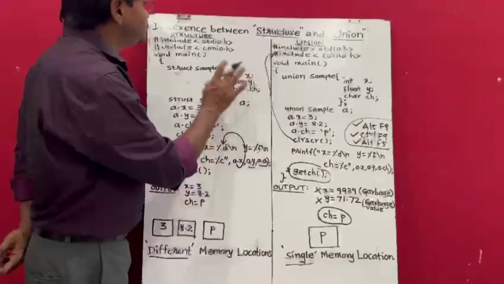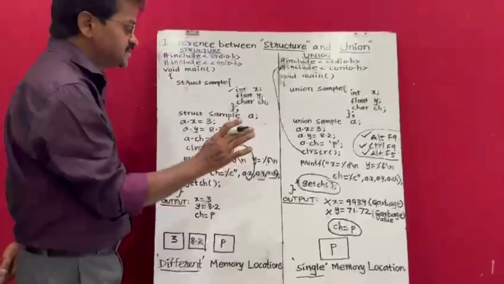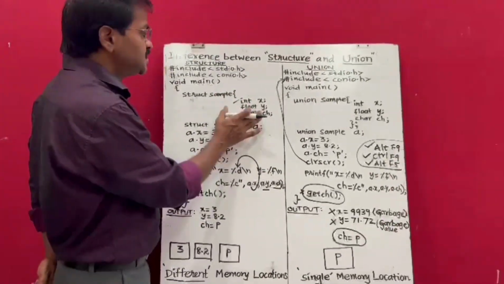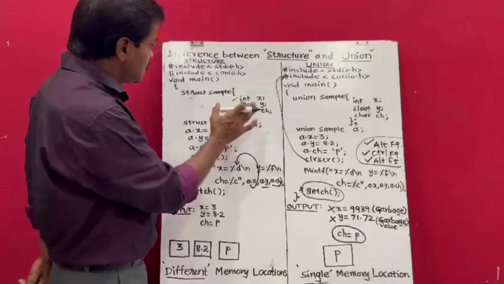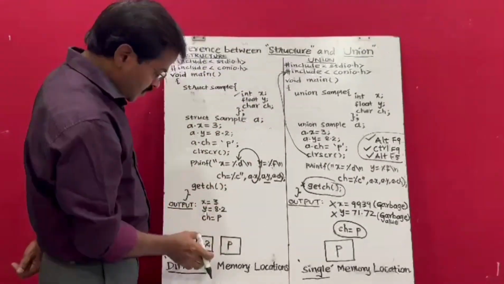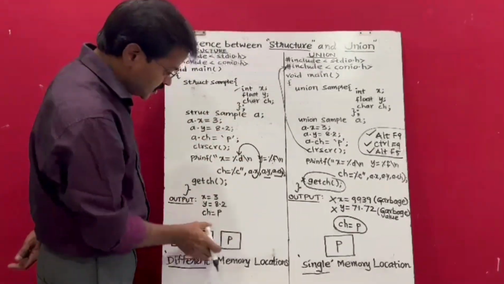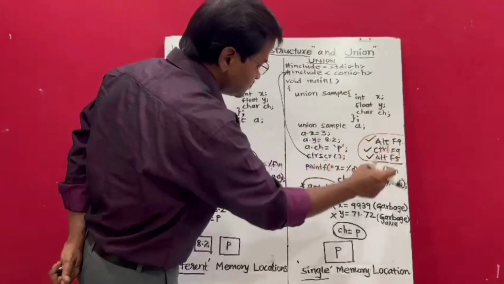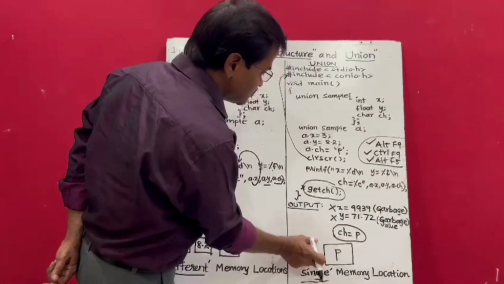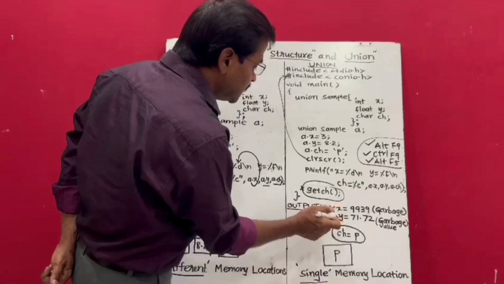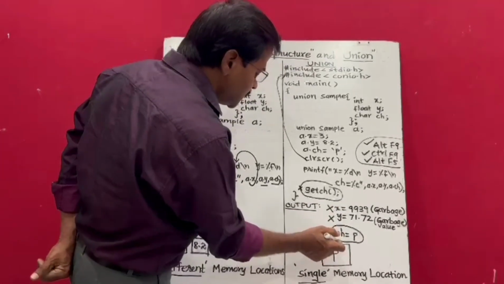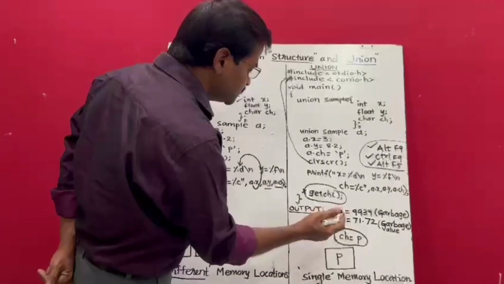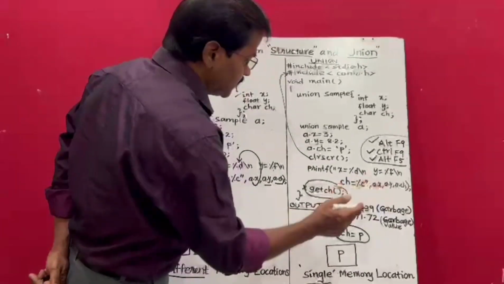The aim of structures and unions is protecting the data, providing encapsulation and security of the data. But in a structure, all the members will have different locations, whereas in a union, all the members or fields will share a single location. Only the recent value will be displayed properly. The remaining values are undefined values.